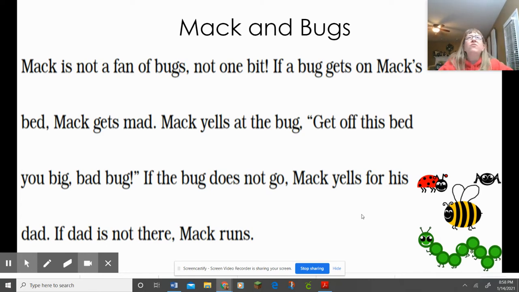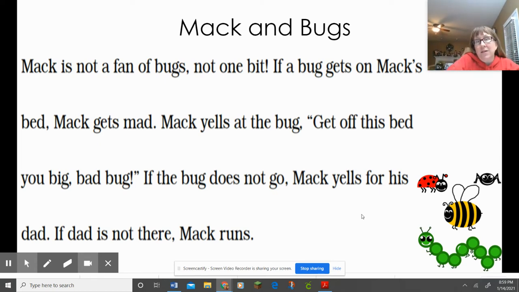Great job. Before we move on, I want someone to raise their hand and tell me, who's the character in my story? Who is this story about? That's right. It's about Mac. Where's this story taking place? Raise your hand and tell your teacher where this story is taking place. That's the setting, the where. Right, it must be in Mac's bedroom because it's by his bed. This is all a story about a bug getting on Mac's bed and what he does about it, right?